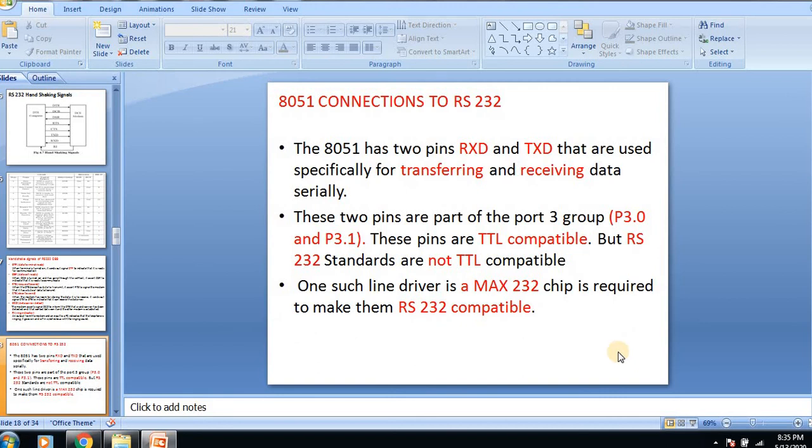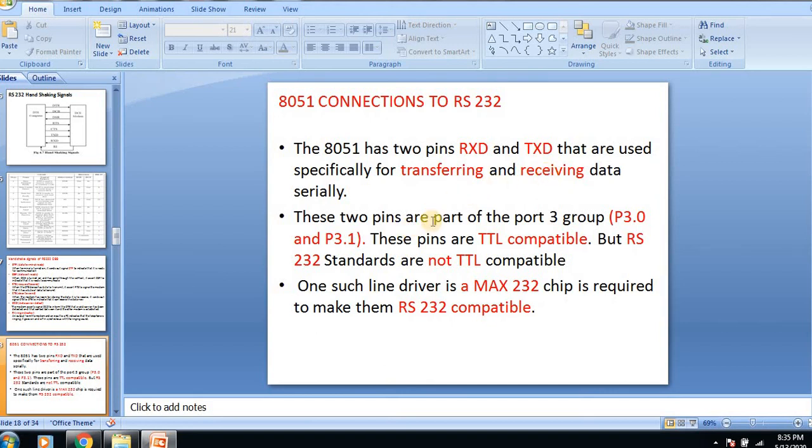Okay, so now we'll see how to connect this RS-232 to the 8051. Here we have two DTEs, one is a computer and another is the 8051, and to connect those two things we are using the RS-232 standard. Similar to RS-232, the 8051 also has two pins, RxD and TxD, that are used specifically for transferring and receiving the data serially.